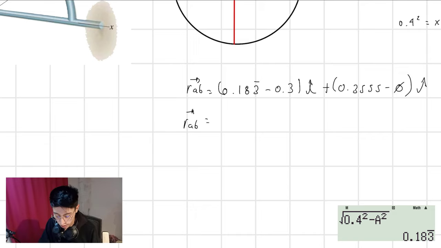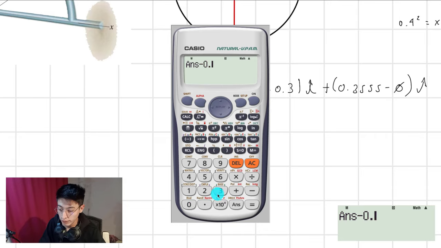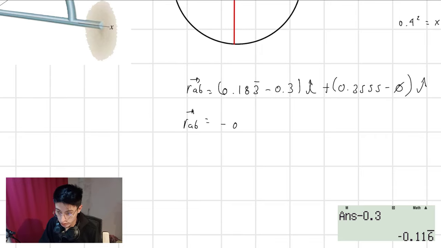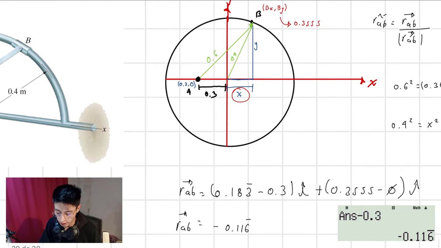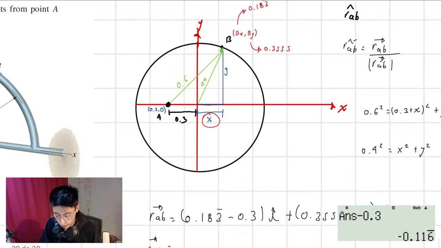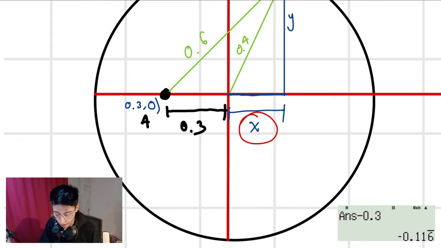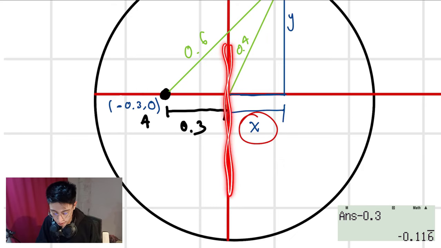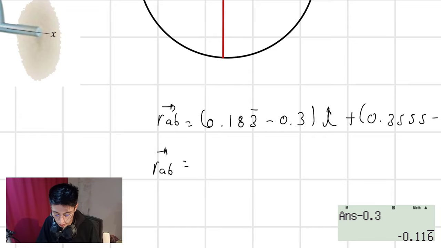So RAB is going to be equal to this minus 0.3, so minus 0.116 periodic 6. But there is something that I didn't mention. You have to be aware that this 0.3 is negative. As I mentioned at the start of the video, this 0.3 is on the other side of the y-axis. That means that it is going to be negative. Right?